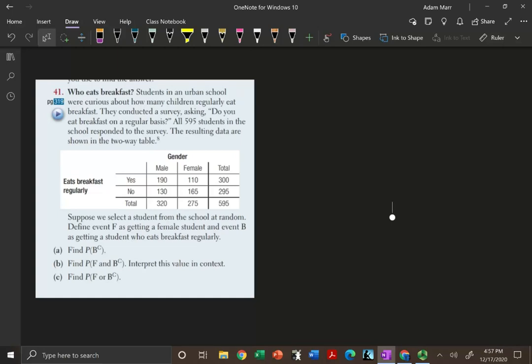Find B complement. That means the probability of finding someone who is the complement of regularly eating breakfast. That means they don't regularly eat breakfast, right? That is what a complement is. So we're trying to find B complement. And remember, that means someone that does not eat breakfast regularly.